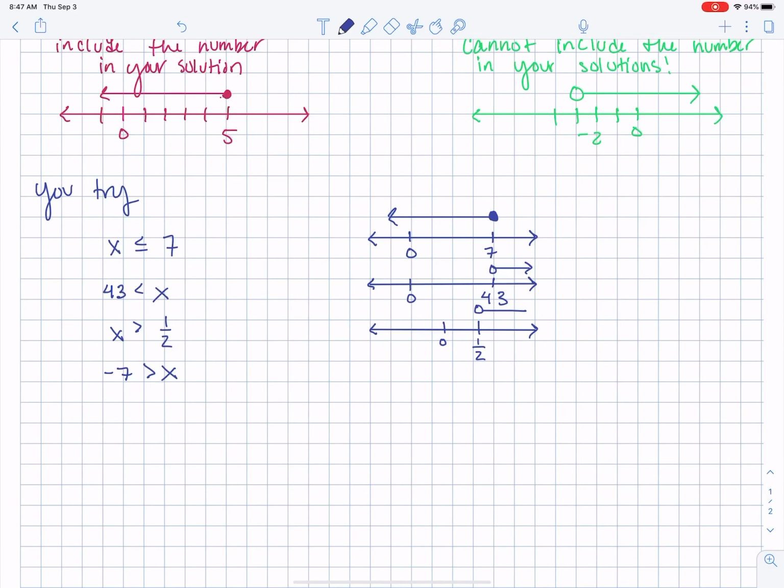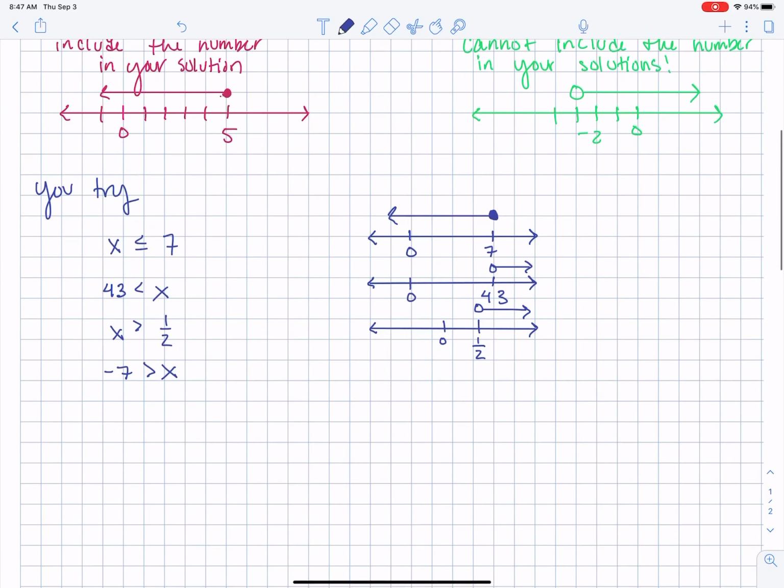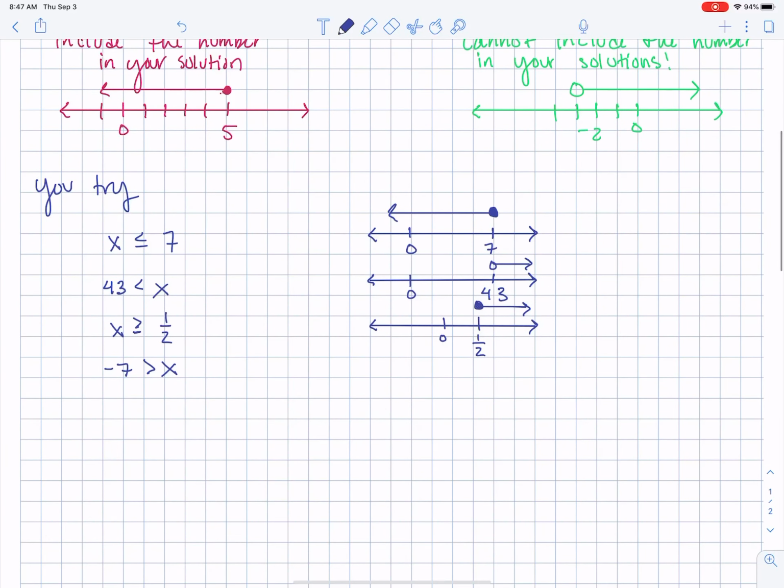And we're going to shade in this direction. Now, if I put this equal sign, let's go ahead and change this one and put an equal sign under it. Now we would shade it in with that equal sign. Okay, last one.